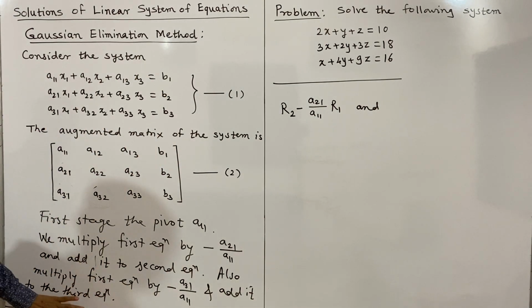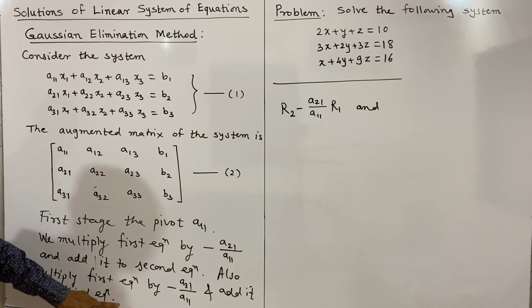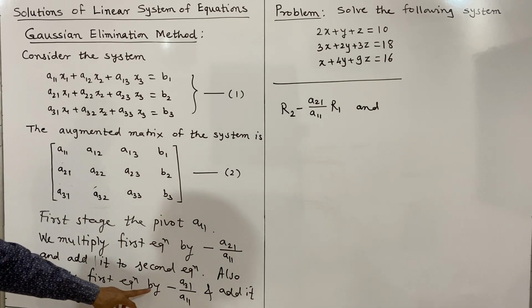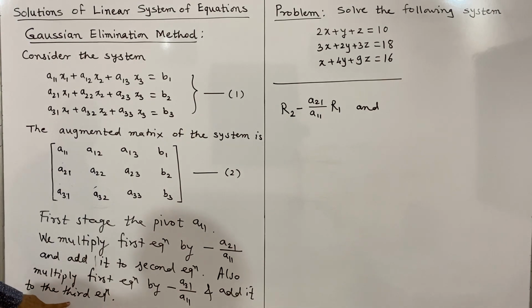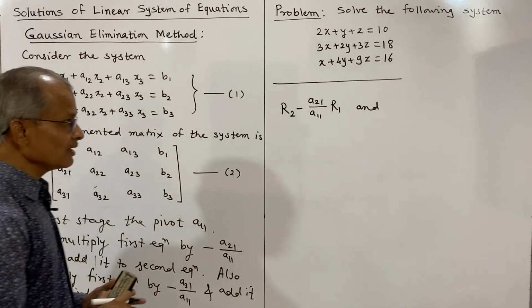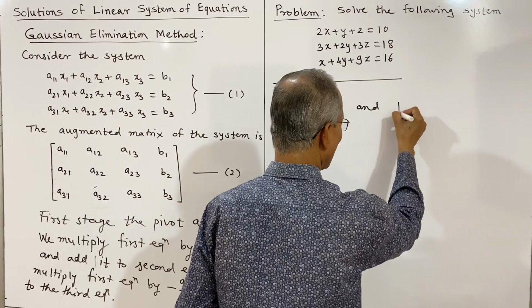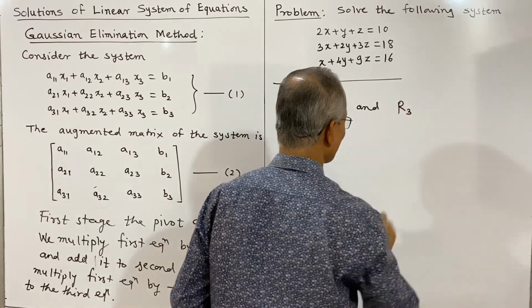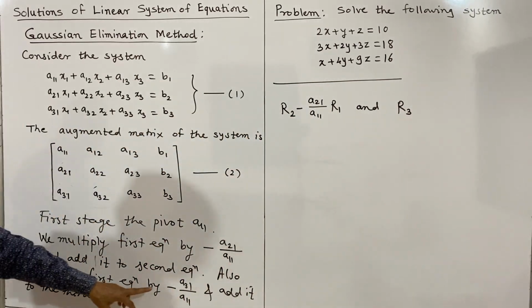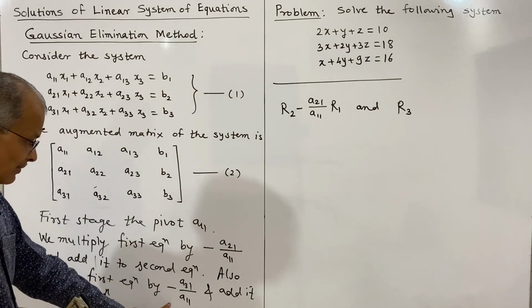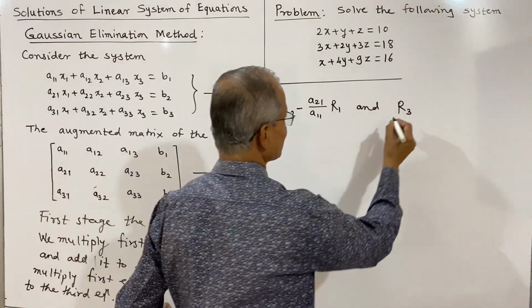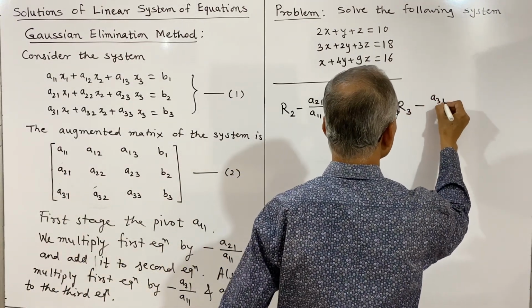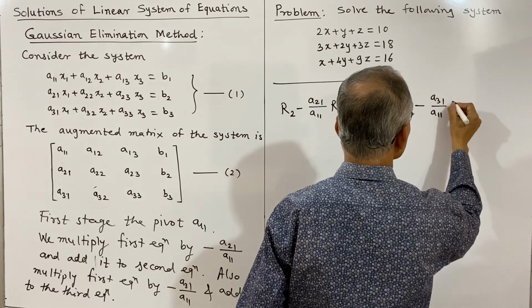And in the second transformation we multiply the first equation by minus A31 upon A11, and then add it to the third equation. So therefore the third equation is to be added, means we have to write the third row first, R3. In R3 we have to add this multiple of the first equation, that is minus A31 upon A11 times R1.